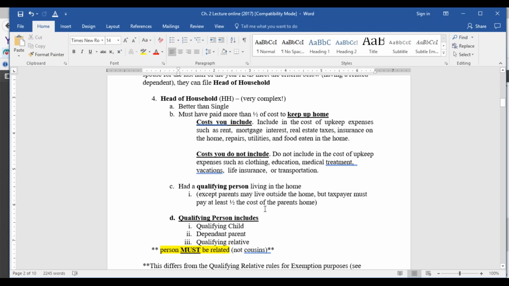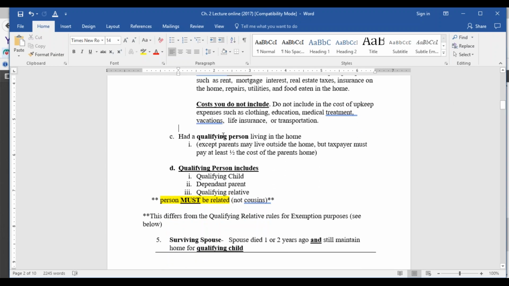Again, there are a lot of exceptions in tax. There is one exception here too. So typically to claim head of household, you have to have a dependent living with you. The exception is if your dependents happen to be your parents, possibly elderly parents. The parents can still live on their own, but as long as you pay for over half the cost of their home that they live in, then you can claim head of household for tax purposes.